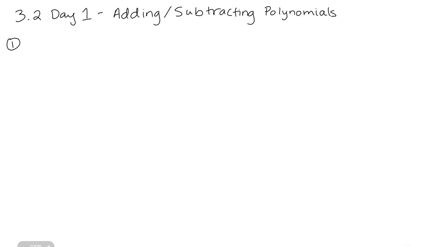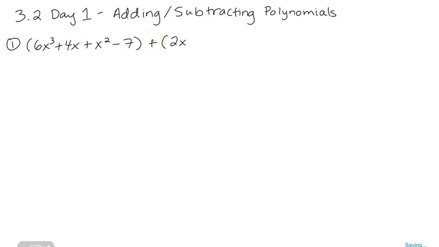So the first example we're going to do is, and that's a parentheses, 6x cubed plus 4x plus x squared minus 7. So that polynomial plus the second polynomial.